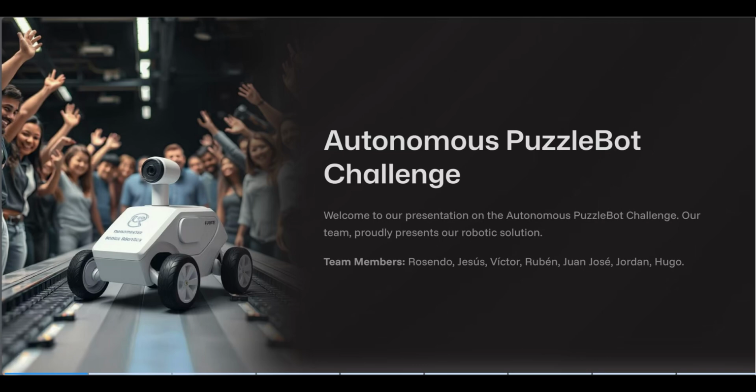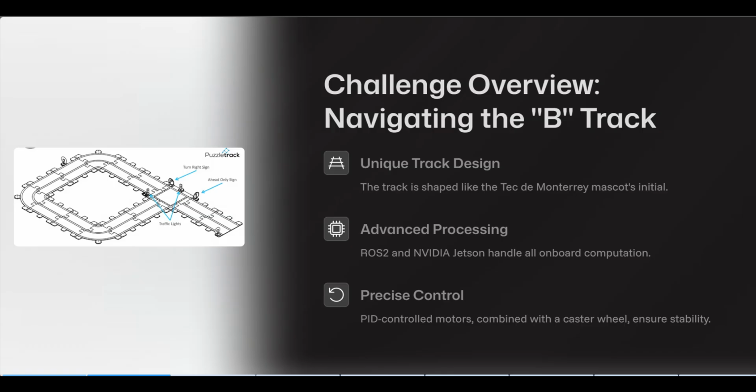Good afternoon, everyone. We are team number 1, Rosendo, Hugo, Juan Jose, Jesus, Ruben, Jordan, and Victor, and our challenge has been to drive a small differential robot around a V-shaped track completely on its own. To succeed, we must detect the line marking and its traffic signs, decide the correct maneuver, and execute it fast enough to hit the 90 seconds lap target using only onboard computation with no external help whatsoever.